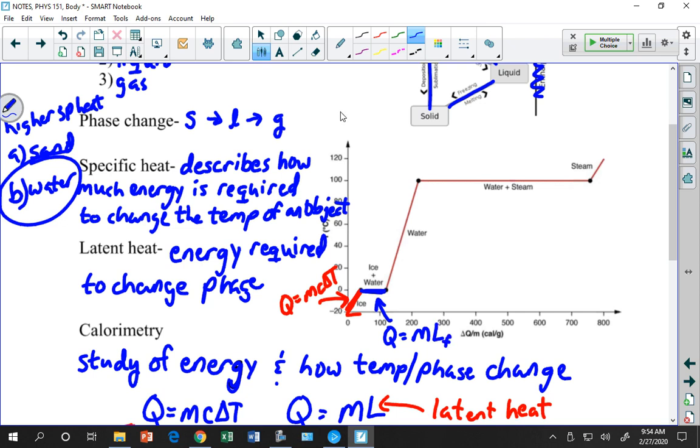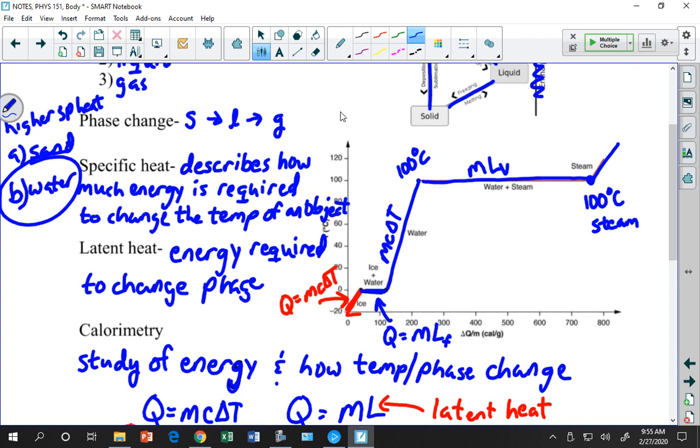Here, I take that now 0 degrees Celsius water, and I raise its temperature as I add more and more energy. This is still our MC delta T. And then here, I have 100-degree water, but it's all water. As I add more and more energy, I convert that water into steam. And so this would be my M LV, my latent heat of vaporization. And then over here, I have 100-degree steam, and as I add more energy, its temperature only increases.